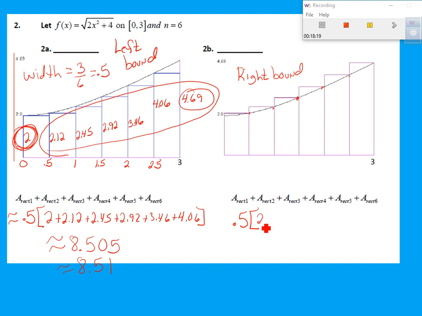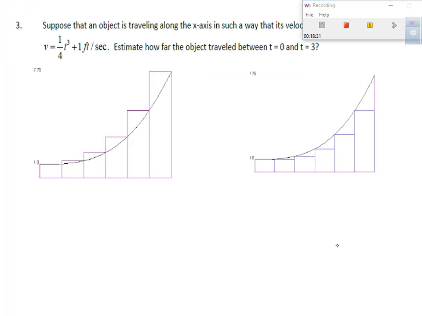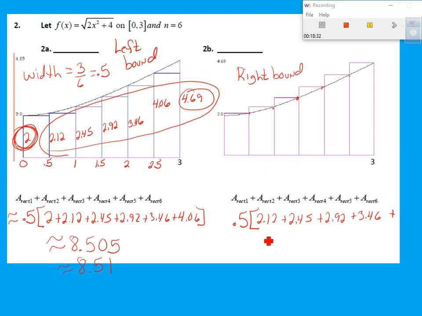So it looks like I'm going to have 2.12 plus 2.45 plus 2.92 plus 3.46 plus my 4.06 plus my 4.69.